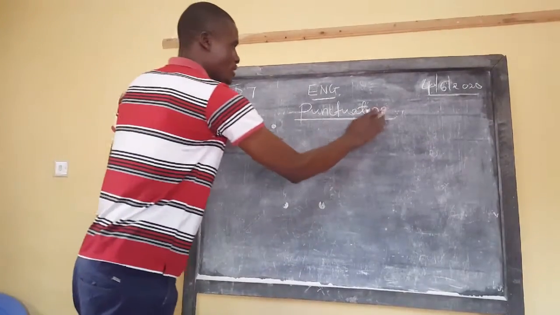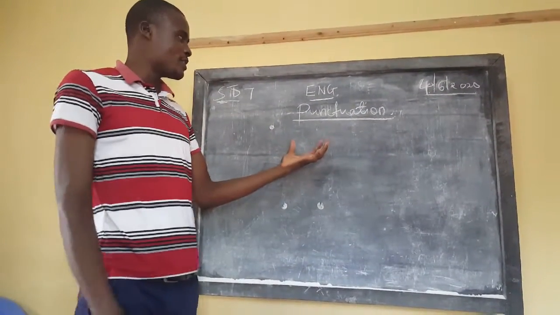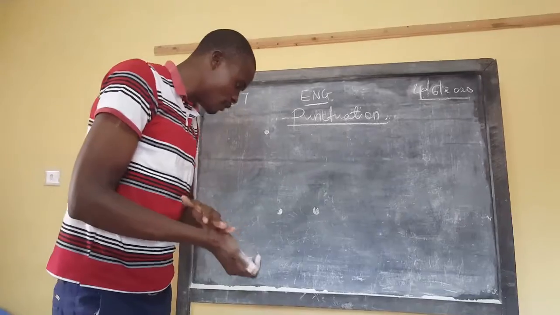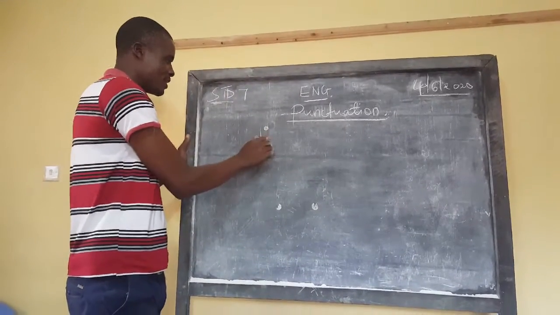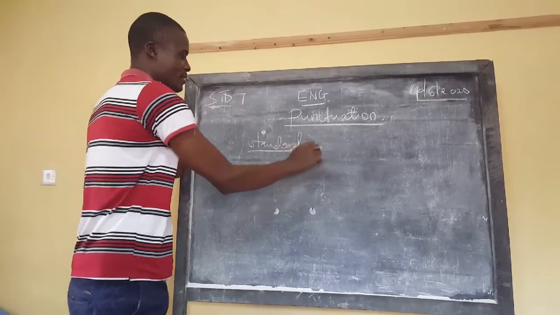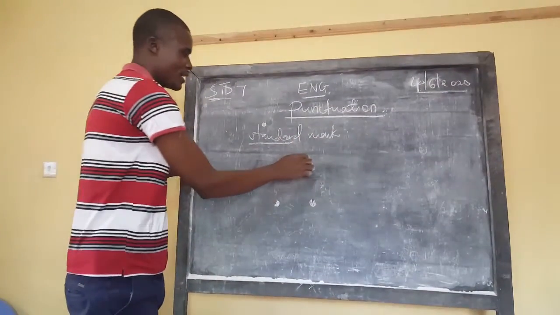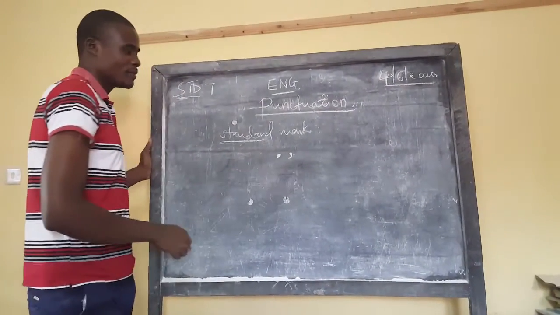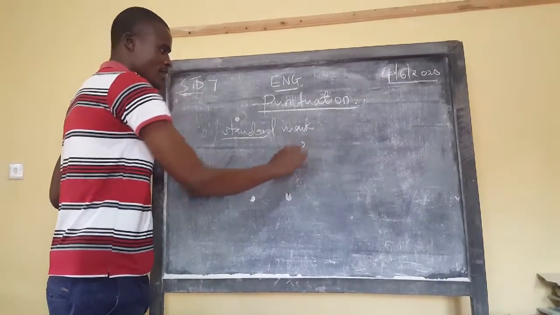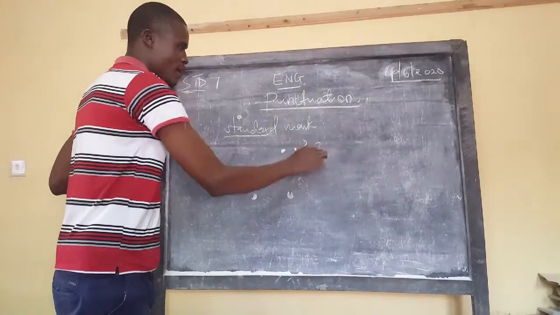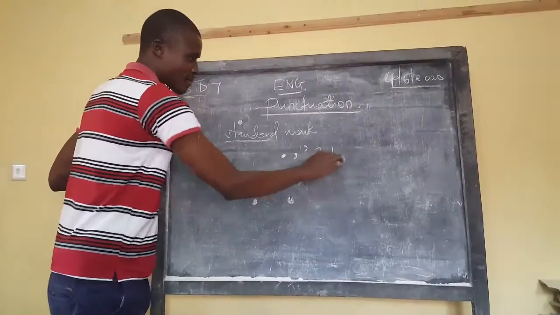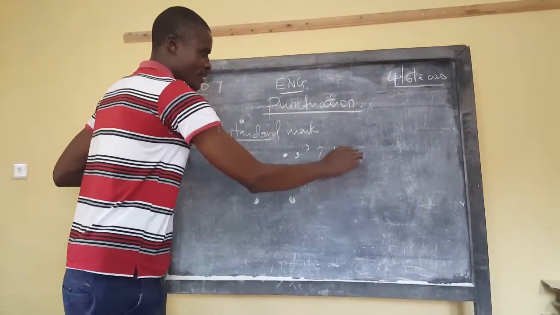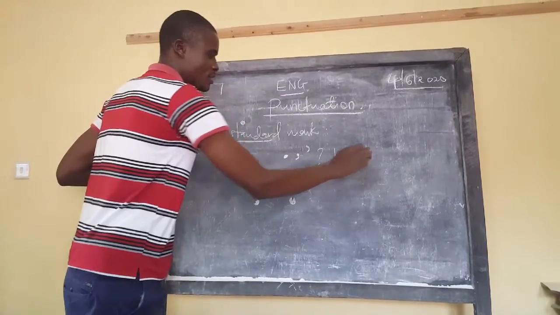Punctuation, just as we have mentioned it, I'm very sure you know its definition. Punctuation is simply the use of standard marks. Those are the marks: a full stop is a mark, we have another standard mark that is a comma, we have an apostrophe that we did yesterday, we have a question mark, we have an exclamation mark, and we have quotation marks. Those are opening and closing speech marks.